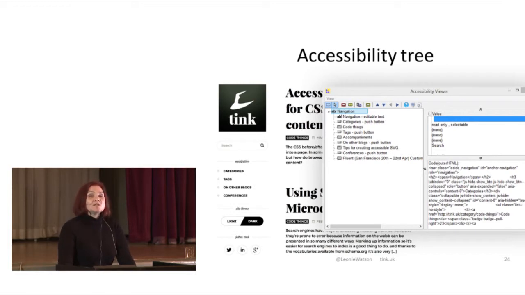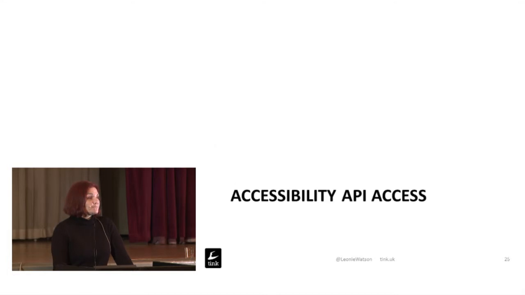So the accessibility tree in the browser is where you find all the information about the roles and states and accessible names and descriptions and all the other information that you might want to know about the accessibility of some content. And it's these accessibility trees in the browsers that are queried using the accessibility APIs.